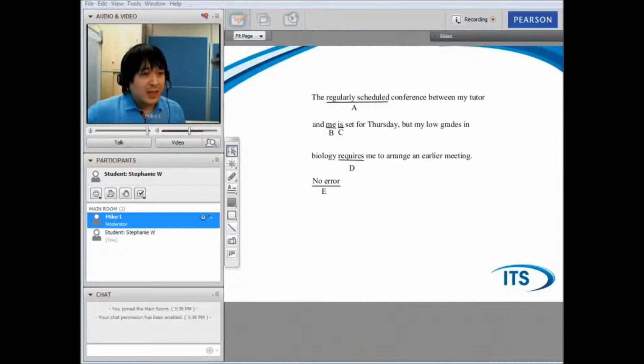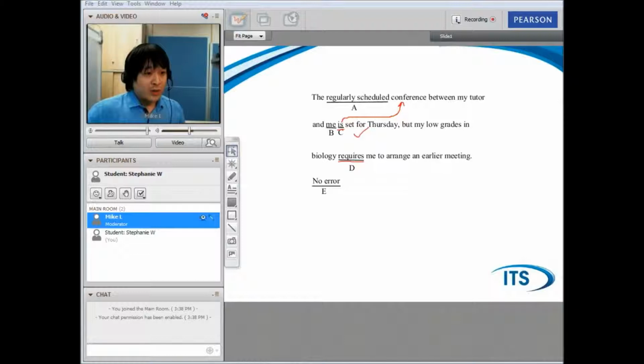Let's have a look at another example. "The regularly scheduled conference between my tutor and me is set for Thursday, but my low grades in biology requires me to arrange an earlier meeting." We have two verbs in question, "is" and "requires," so let's find the subjects. What is set for Thursday? We have to look a little bit further left in the sentence, and it's the conference. The conference is singular, the conference is "it." "It is set for Thursday" seems okay.